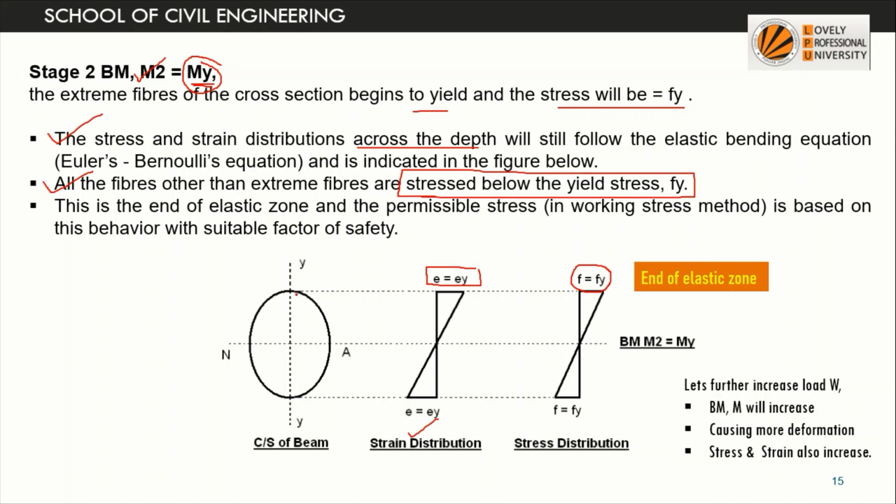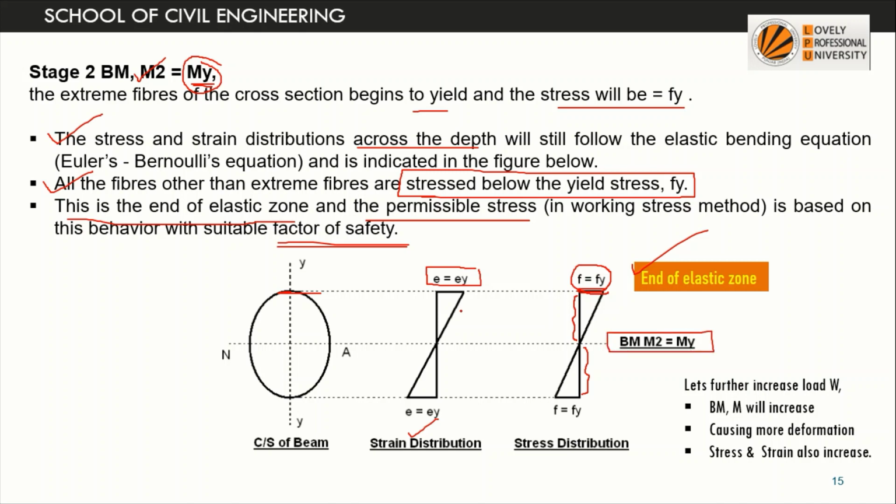What is happening because of the bending, this extreme fiber is having stress equal to Fy, whereas the rest of the fibers are having stress values less than Fy. So this is the end of the elastic zone, right? Earlier in the working stress method, this used to be the permissible stress, and how did we get that? By dividing it with some suitable factor of safety.